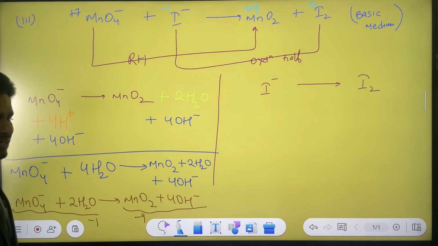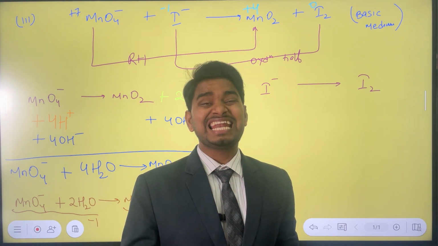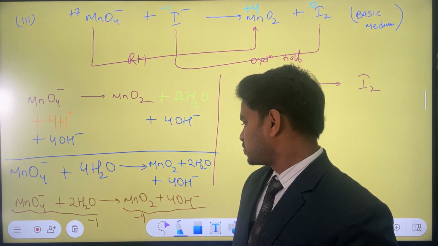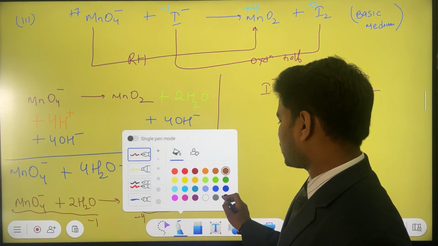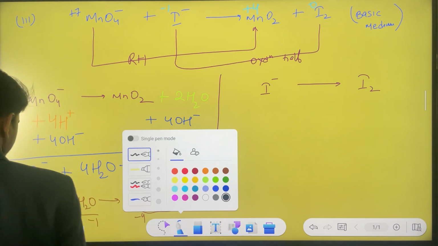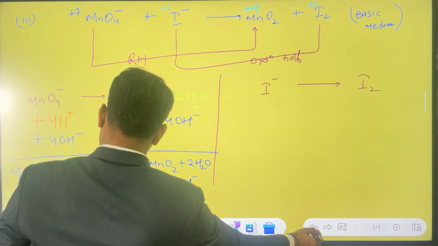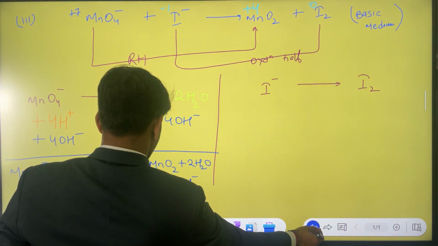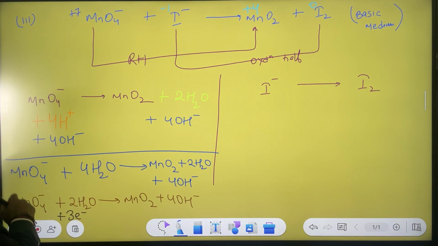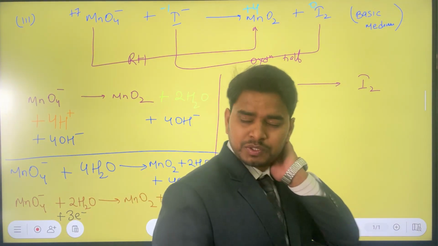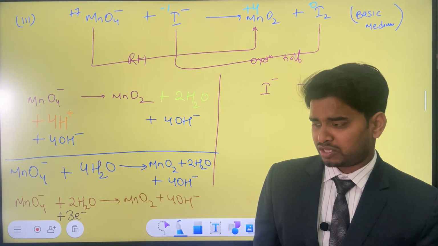And to balance the charge we have to add electrons. We have to add electrons to the side where the minus charge is in lesser amount. So we have -1 here, so we will add 3 electrons on the left side. And that's it, guys. Now it is balanced. The left side is done. Basically, your reduction half work is done. Okay. Let's go to the oxidation half.